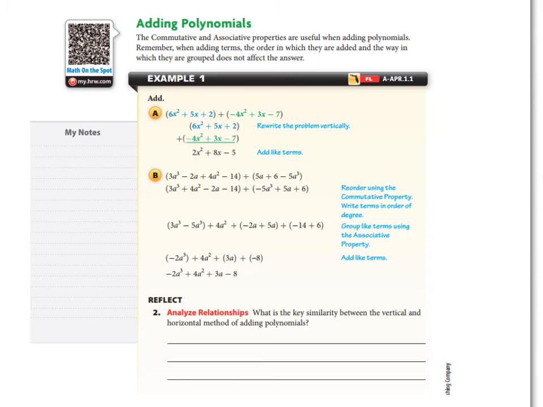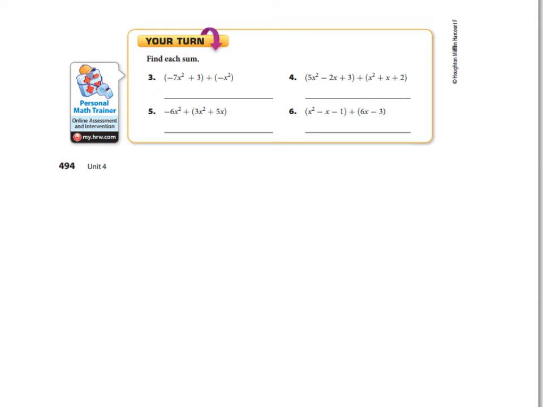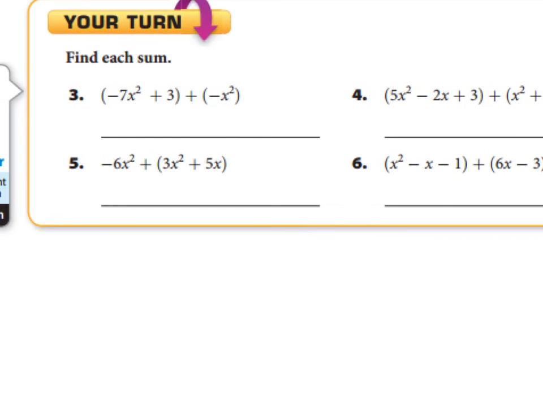So we're going to go ahead and practice a couple together. So 3, 4, 5, and 6. We're going to do 3 and 4 together and then leave you to do 5 and 6. So number 3, since there's a plus sign, and inside each parenthesis are no like terms, we can go ahead and combine these and pretend the parentheses aren't there.